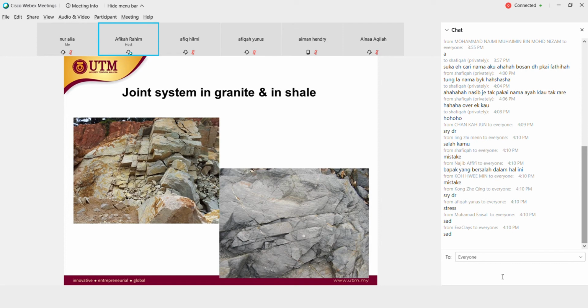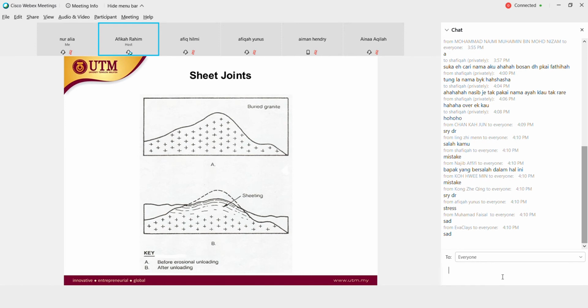This is an example of weathered granite, and this one is weathered shale. You can see these are small, not as big as faults; these are joints. For example, if you have a piece of cake and you just cut on top of it, it's like that. Joints involve very minimal forces compared to faults. And we call this sheet joints because it has a lot of joints accumulated around this area.